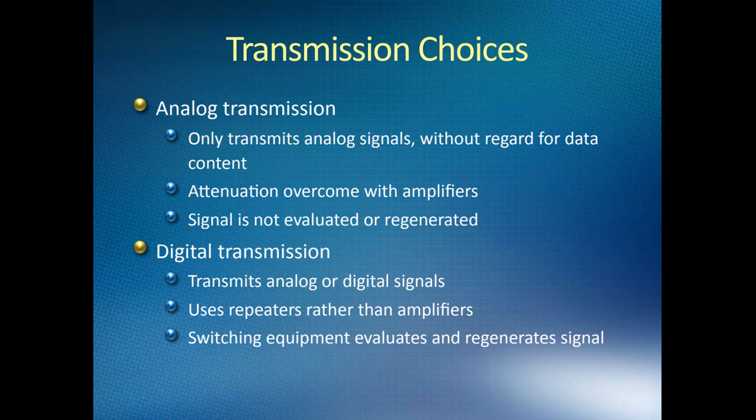Now, these are the characteristics of each transmission choice. Analog transmission only transmits analog signals without regard to data content. It does not understand what's inside. Please, you have to know this. Now, on your computer you are dealing with files. You can search for a file that has certain words. But for analog, you cannot understand what's inside. The wire will be transmitting, but we don't really know what's inside.